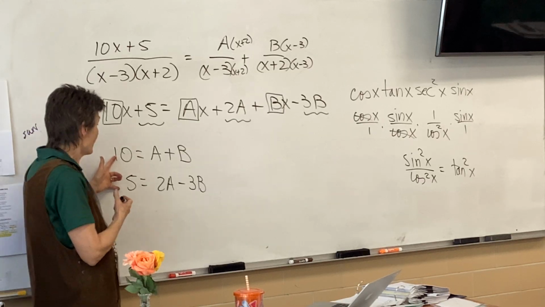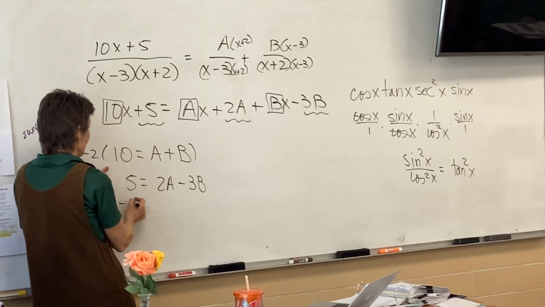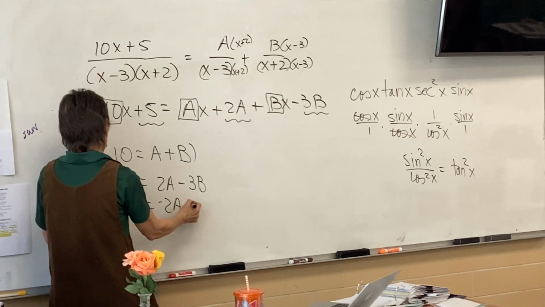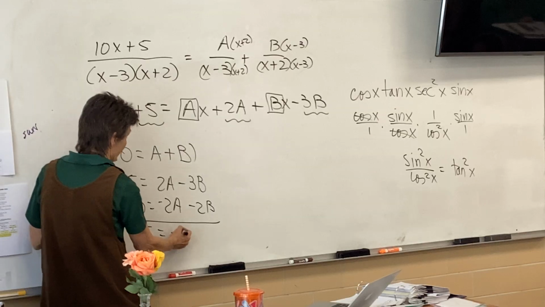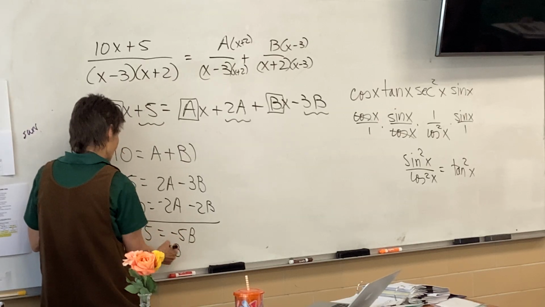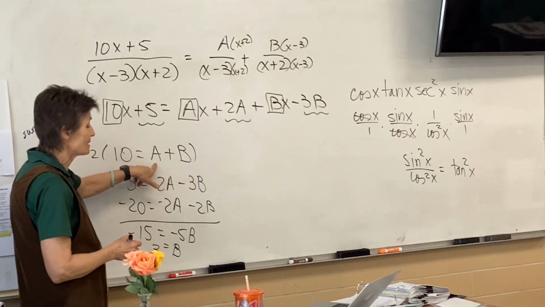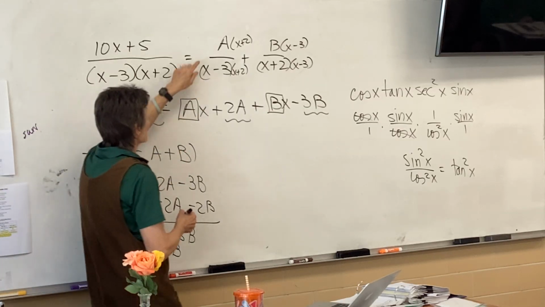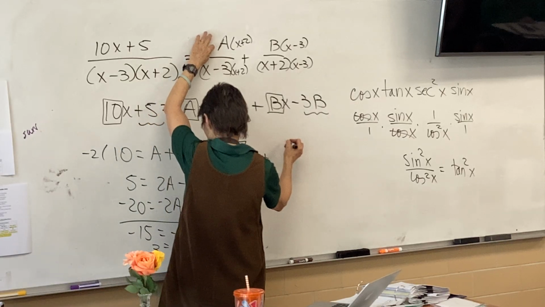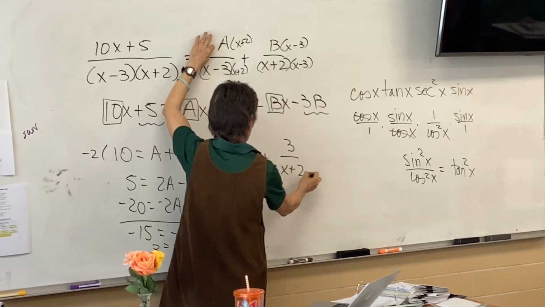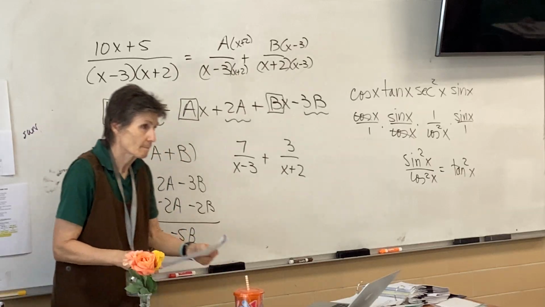I'm going to multiply the bottom by -2. I always eliminate, but you don't have to. So I got -15 equal to -5B, so B is 3. If B is 3, then A must be 7. So A is 7 and B is 3, and there are your partial fractions. Okay. It's a lot of work.